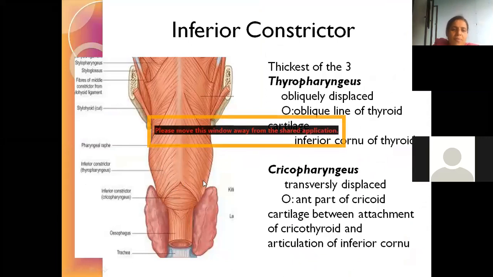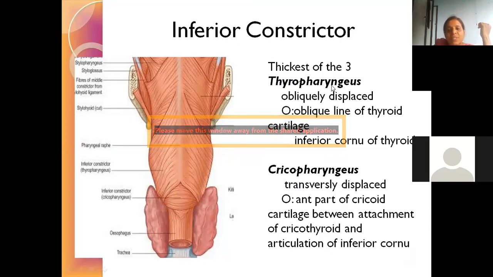Now, the last muscle we have is the inferior constrictor. This is the thickest of the three. When you compare superior, middle and inferior, the last one is thickest. And you see it is further subdivided into two parts. The upper part is called thyropharyngeus and the lower part is called cricopharyngeus. Thyropharyngeus, from the word you can guess, is coming from thyroid cartilage. Cricopharyngeus, from the word you can make out, is coming from cricoid cartilage, isn't it?